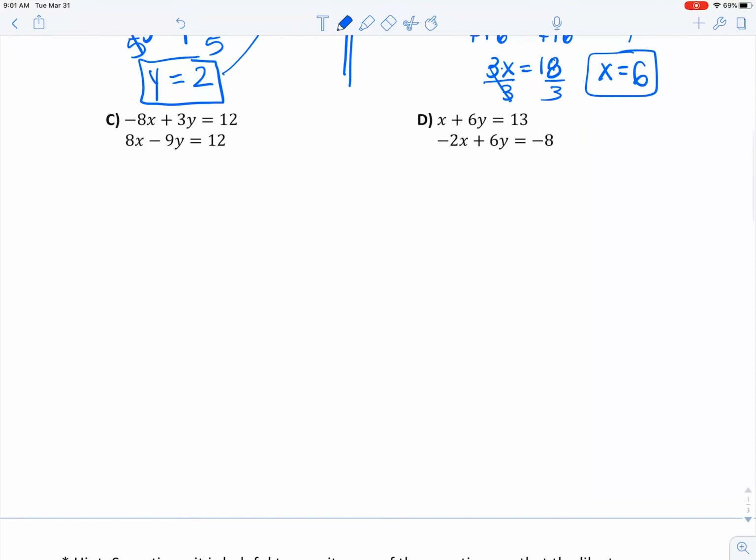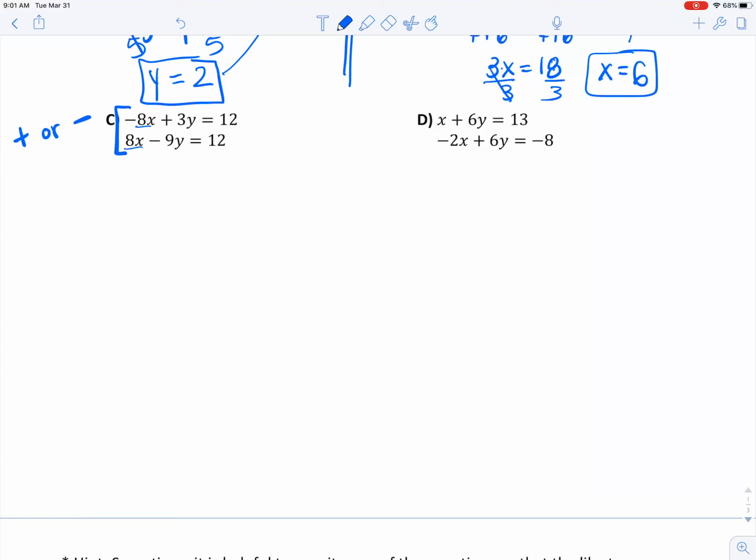All right, I will show you one more that looks very similar to these. All right, letter C. Okay, again, we're trying to figure out, are we going to add or subtract them? I noticed that the top equation has an 8x and the bottom equation has an 8x. So that is where I'm zeroing in. That's what I'm looking at. I'm either going to add or subtract.